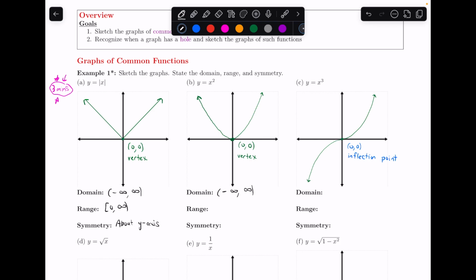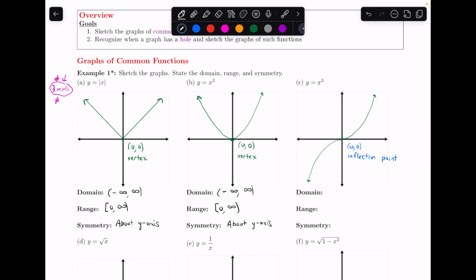The range also starts at 0, and then anything bigger than that I can achieve. So bracket 0 onwards to infinity. This is also symmetric about the y-axis, right? It's the mirror image of itself across the y-axis.